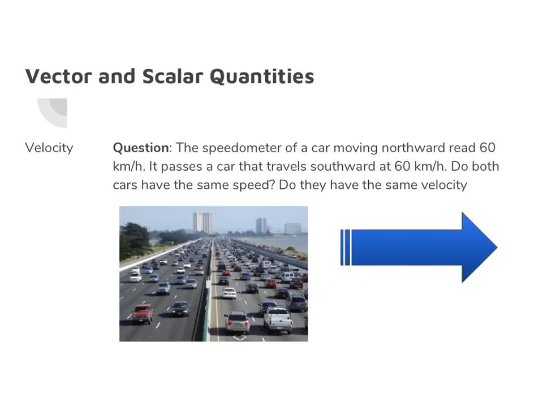So here is our question for velocity. The speedometer of a car moving northward reads 60 kilometers per hour. It passes a car that is traveling southward at 60 kilometers per hour. Now here is a question. Do both of these cars have the same speed? That's one question. And the second question is, do they have the same velocity? So go ahead and answer that question to the right, please.